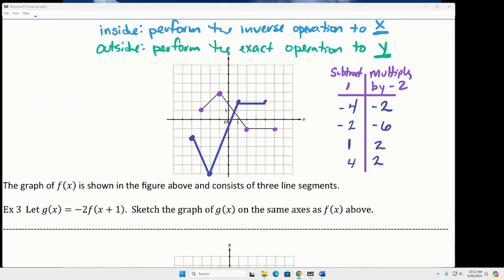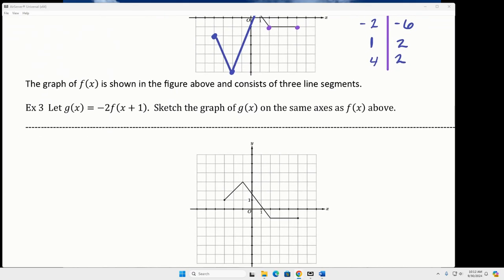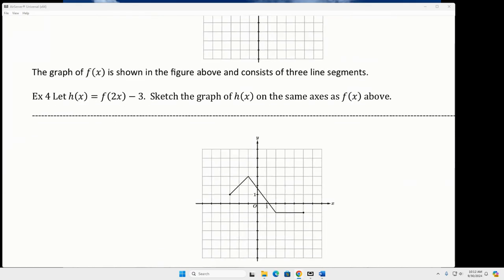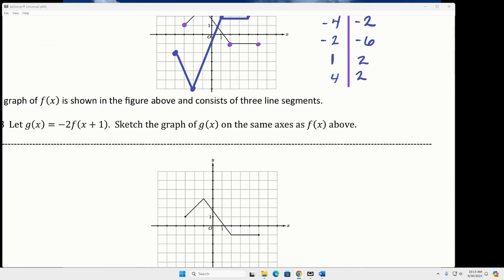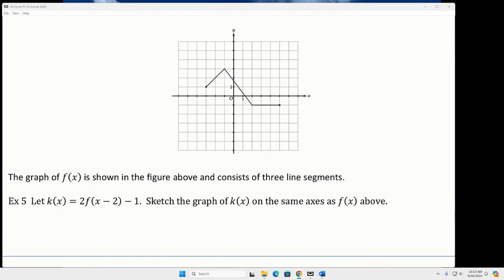Okay, we're going to do one more together, and I'm going to have you guys try one on your own. Actually, let's do this bottom one together, because it's a little bit more difficult. And then we'll go back and you guys can do example 4 on your own. What makes this one more difficult is the order that you do the transformation in matters.